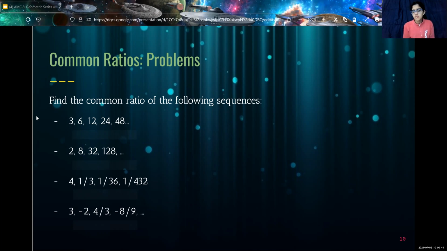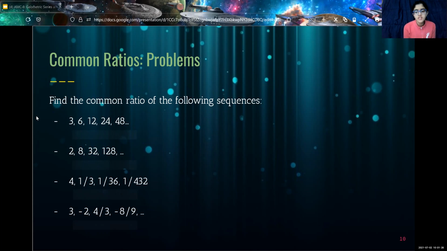Everybody in the chat, what would the common ratio for number 1 be? I'm seeing people participating. A geometric pattern wouldn't be adding but multiplying. When you have an adding pattern, that would be an arithmetic sequence. When you have a multiplication pattern, it would be a geometric sequence. So hopefully that helps.